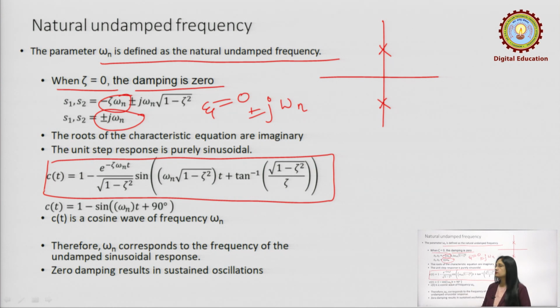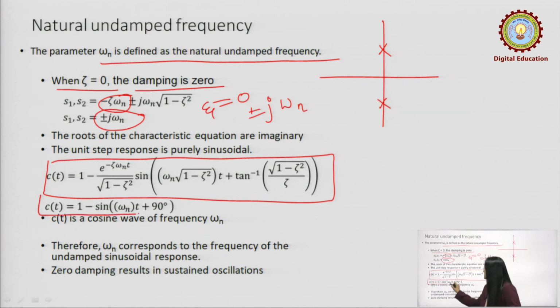C of t is equal to 1 minus e raised to minus zeta omega n. Wherever we have zeta, we are just putting it equal to 0, because we are talking about the case of zero damping, where zeta is simply equal to 0. Now, what will be the C of t? C of t will be 1 minus sine omega n t plus 90 degree.